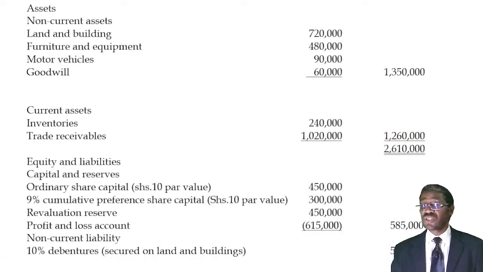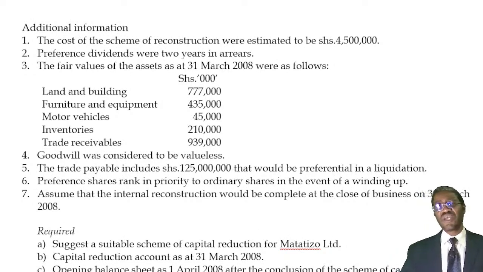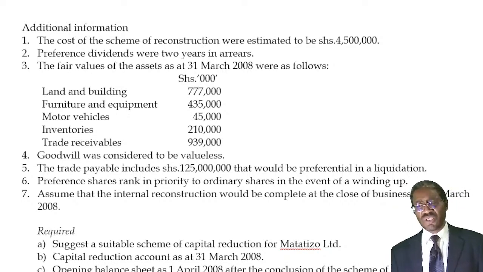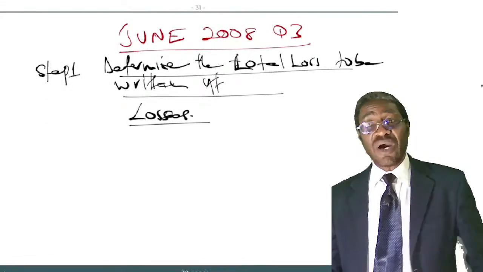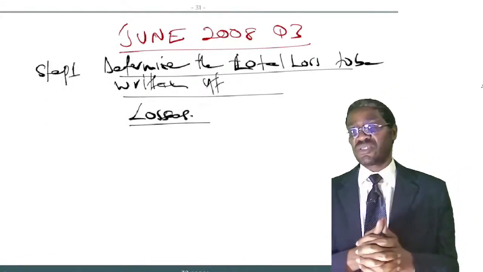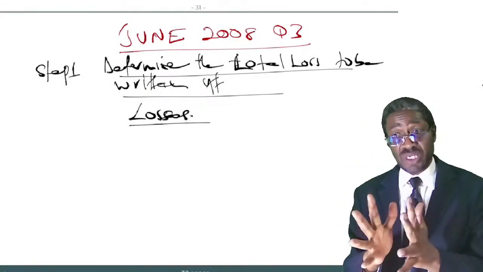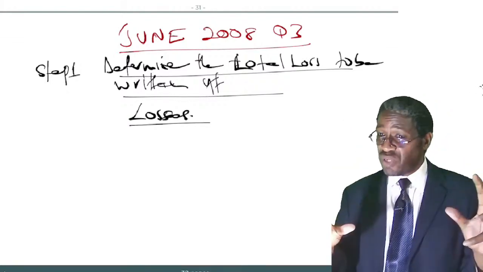And that was not to tell us part of the creditors are considered preferential. Otherwise, there is no other information concerning liability. The only information we are given there is number 5, which says trade payables include 125 that will be preferential in a liquidation. Meaning, it's not that we are reducing it. No, they are trying to separate the creditors. But there is nowhere we have read any liability increasing or reducing. So from this question, there will be no gain, no loss in terms of liabilities.